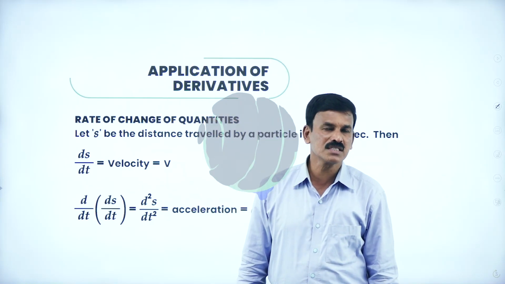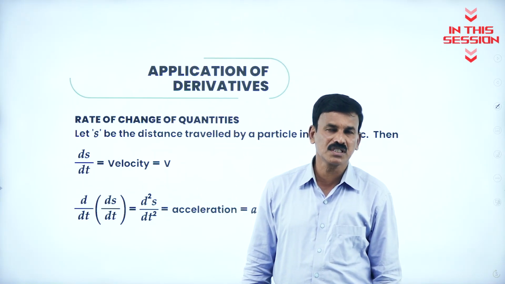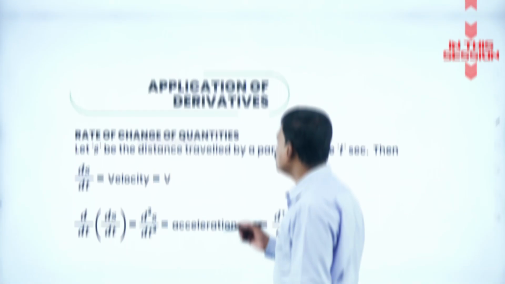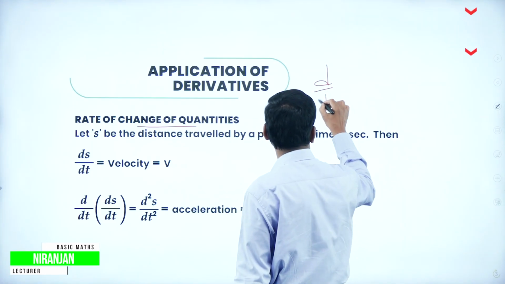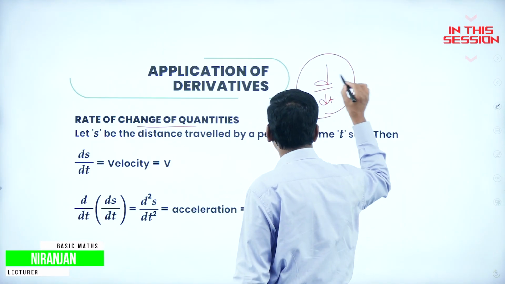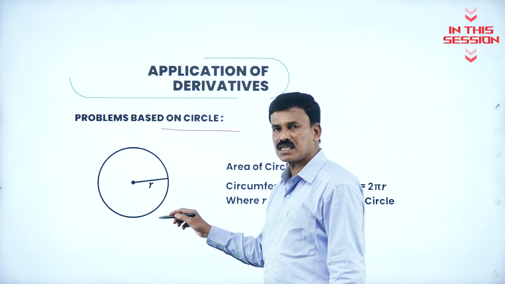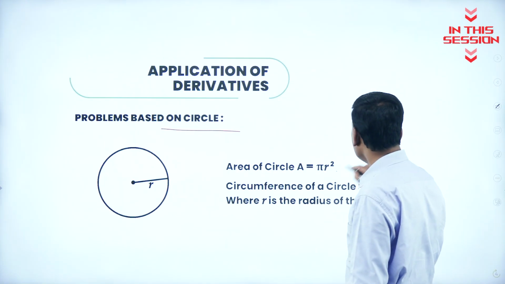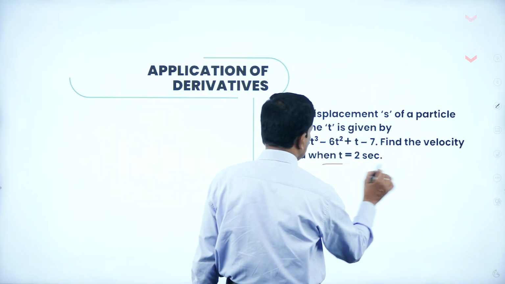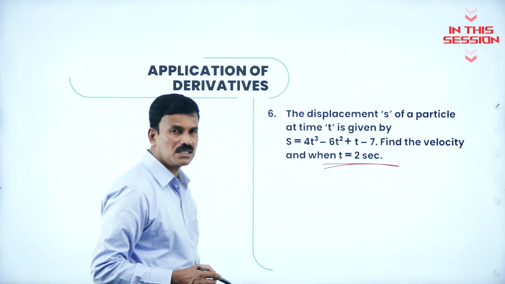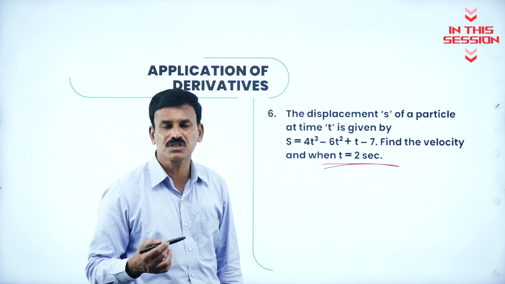dy by dx is called the slope of tangent to the curve y is equal to f of x. Usually d by dt will represent the rate of change with respect to time t seconds. You know the area of a circle is given by area is equal to pi r square when the time t is equal to 2 seconds. This is a very simple problem. Differentiate it and substitute the value of t.